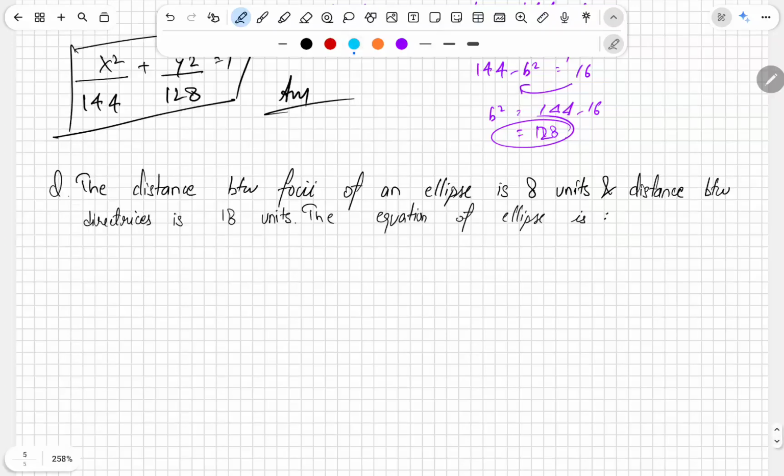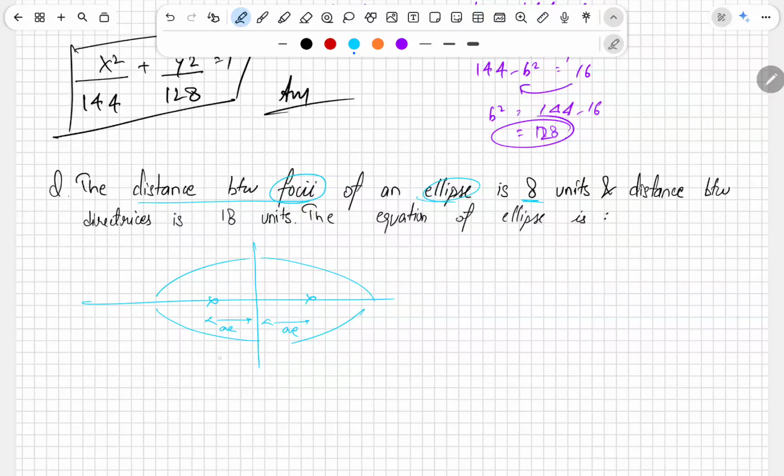Okay, let's focus on this question. The distance between foci of an ellipse is 8. So this is the ellipse. These are the two foci. This distance is AE, this distance is AE. So the total distance between the foci is twice of AE. So now I'll say twice of AE is equal to 8. So AE is equal to 4.